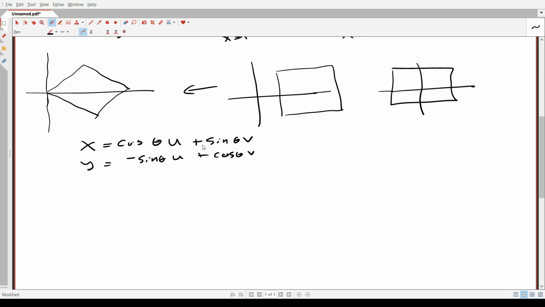And what this is going to do is rotate some object by theta. So if I plug in 45 degrees or pi over 4, what I get is the transformation x equals 1 over root 2 u plus 1 over root 2 v, y equals negative 1 over root 2 u plus 1 over root 2 v. Okay, so that's this one. So I rotated it, and now I want to shift it over.